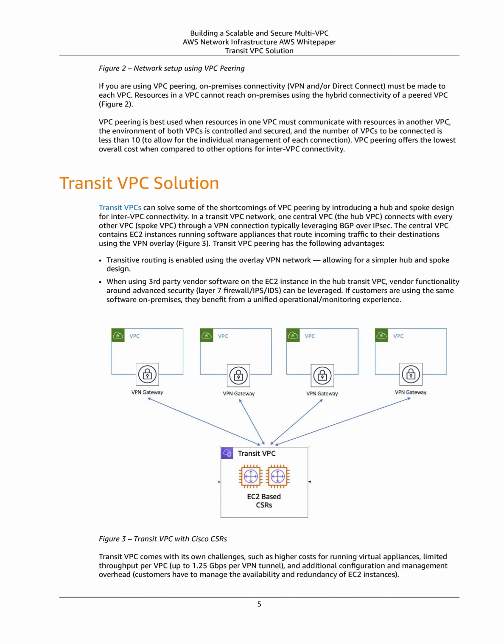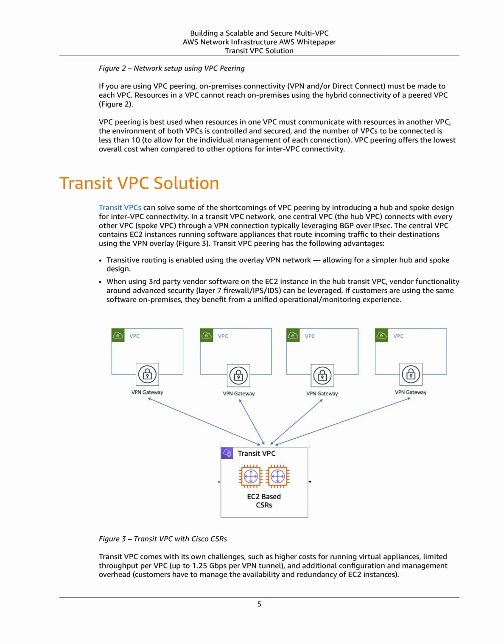Resources in a VPC cannot reach on-premises using the hybrid connectivity of a peered VPC. Figure 2. VPC peering is best used when resources in one VPC must communicate with resources in another VPC. The environment of both VPCs is controlled and secured, and the number of VPCs to be connected is less than 10, to allow for the individual management of each connection. VPC peering offers the lowest overall cost when compared to other options for inter-VPC connectivity.